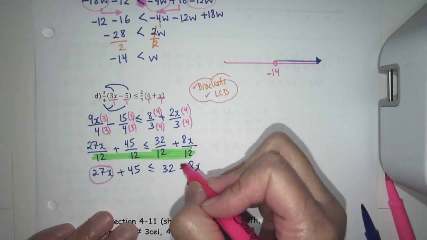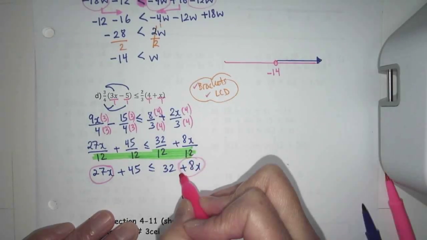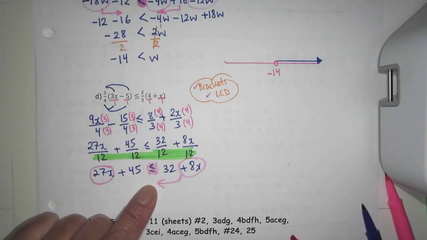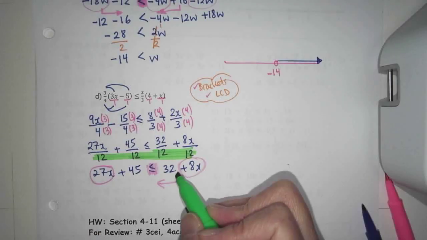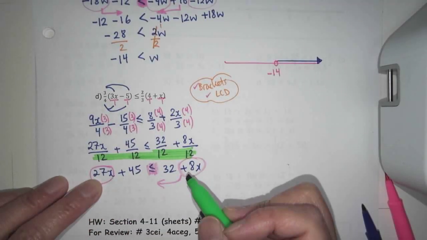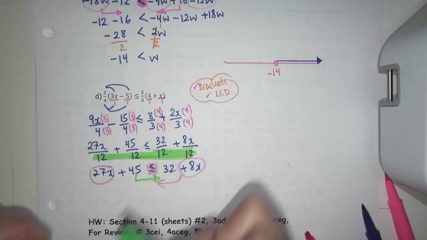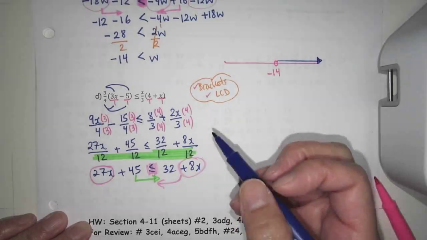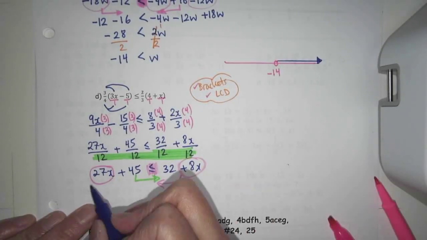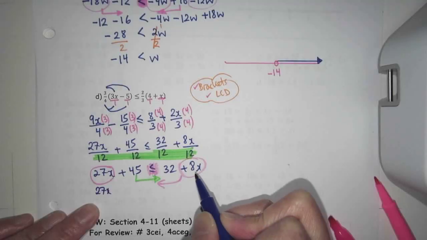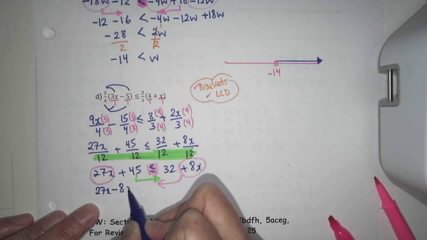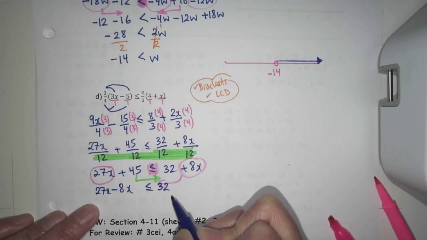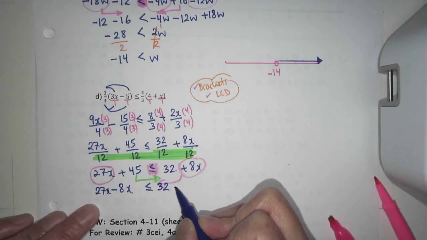I look to see who has x's, and I move them to one side. And the reason why I put the arrow there is because it has to cross the barrier. And then I do the same thing here. 45 and 32, I want at the opposite side of wherever the variables are going, so I'm going to move this one, not that one. So then we're going to go. 27x stays where it is, so write that first, did not move. The one with an arrow moves, minus 8x. 45 is moving over. 32 did not move, so leave 32. Positive 45 moves over, so it's minus 45.